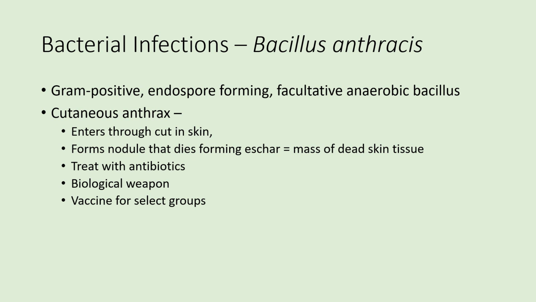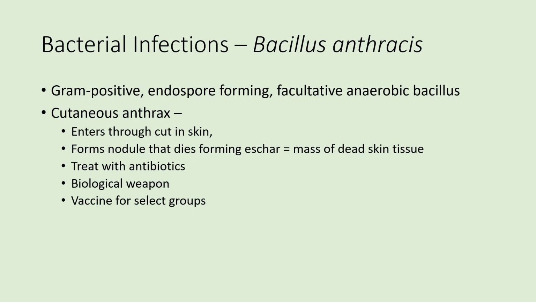Bacillus anthracis. This is a gram-positive bacteria. It produces endospores, which is going to be a problem. It's a facultative anaerobe. As the name implies, it is the causative agent of anthrax. So there are different types of anthrax. Cutaneous anthrax is where it enters through the skin, and it forms a nodule, and you get massive dead skin tissue on the skin. You can treat this with antibiotics.